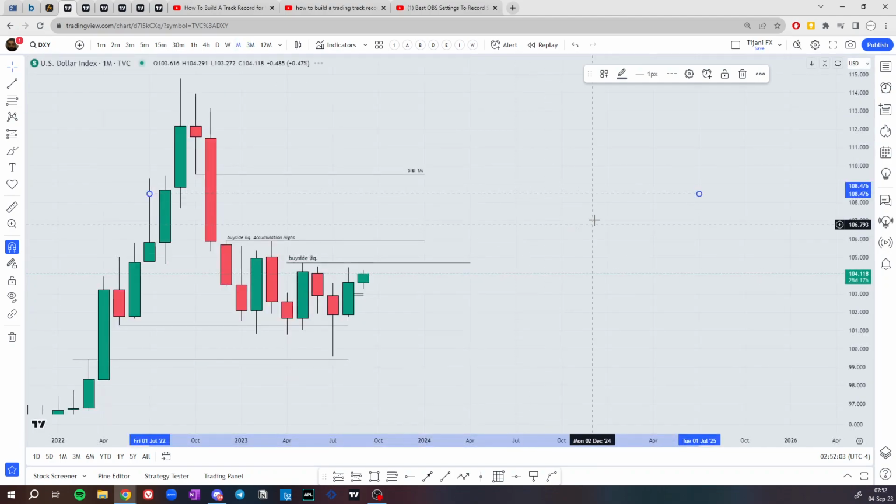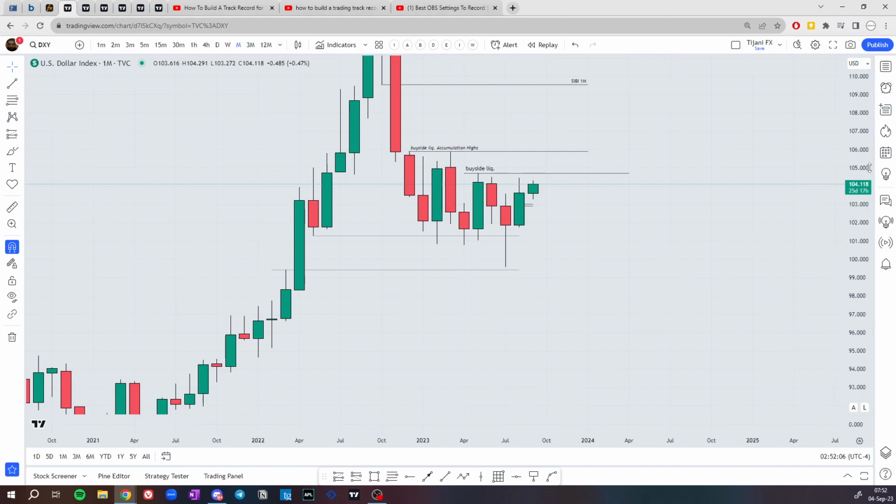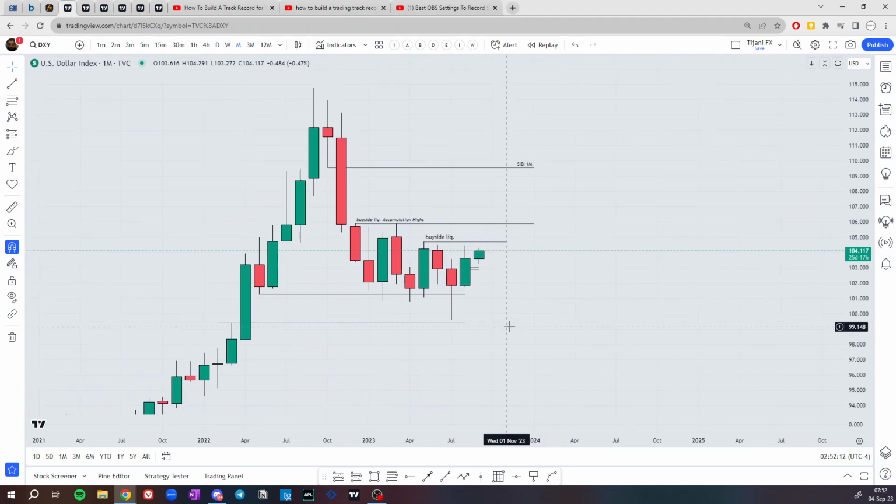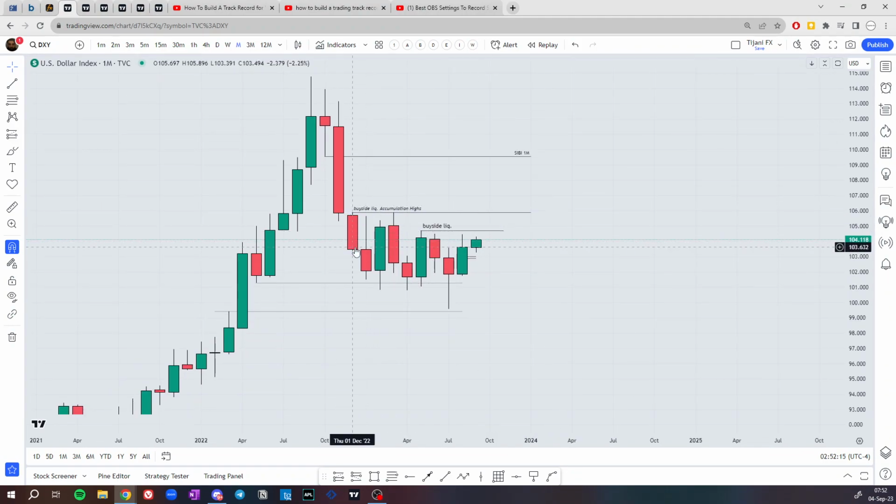On the monthly time frame, what we see is an accumulation here. Price has been accumulating for 8 months. Then for the July candle, price has manipulated the lows of the accumulation, and I'm expecting a distribution above, like we said, the buy side liquidity above the previous quarterly candle.